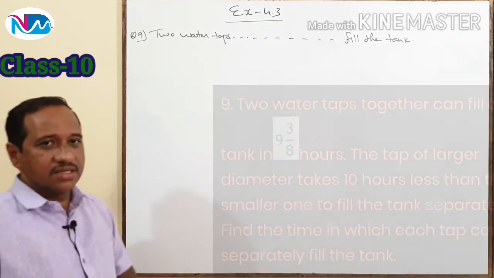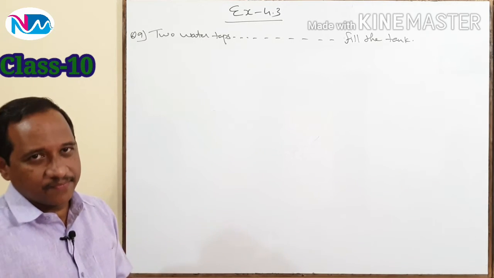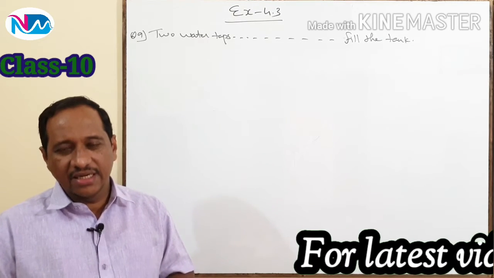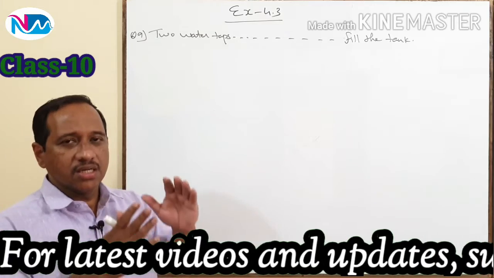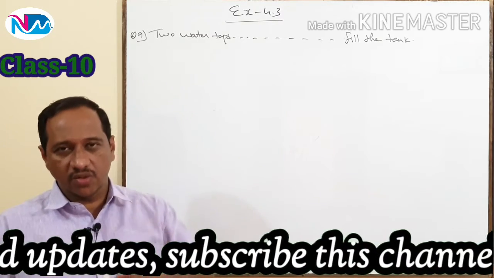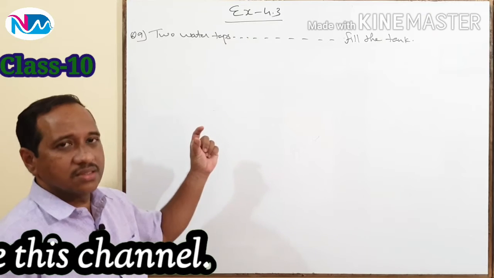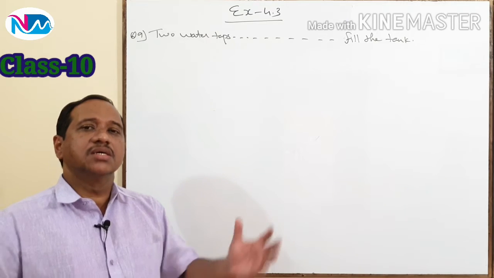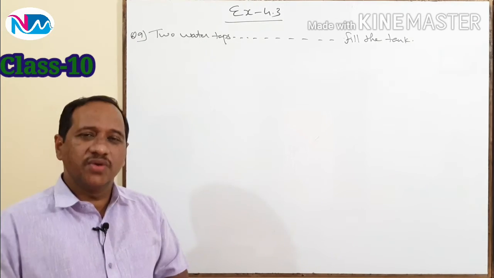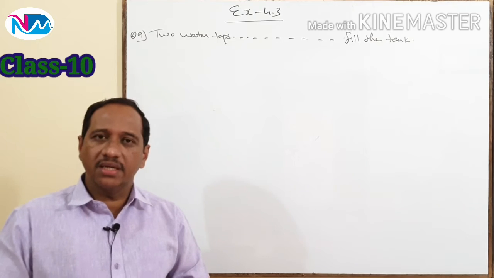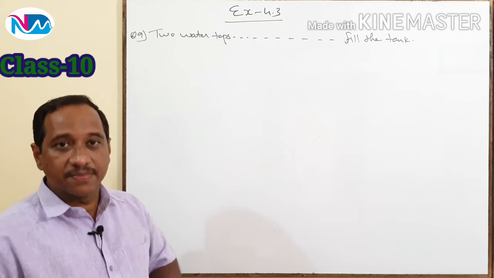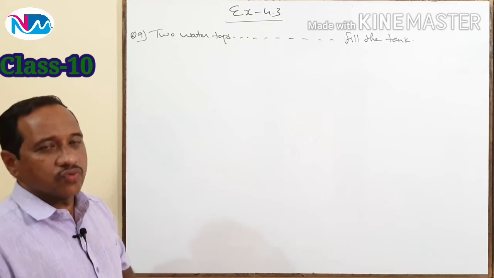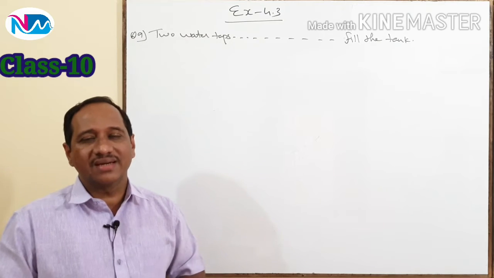Here the question is about filling a tank. That is a work. In mathematics, if a work is completed, it is equal to 1. Here, the work can be done in three different ways. A tank can be filled by a smaller tap, larger tap, and they can together fill the tank. We want to find the time required by each tap to fill the tank separately. So here I am going to assign x for the time required for the smaller tap to fill the tank separately.